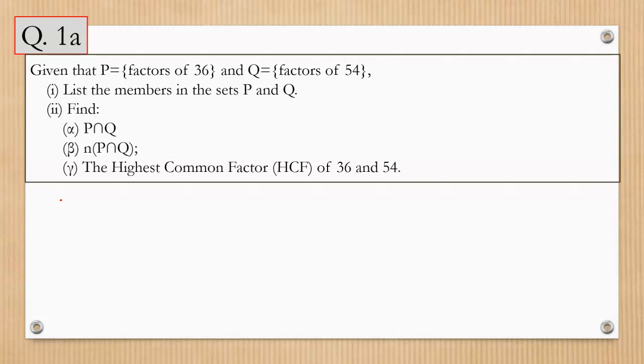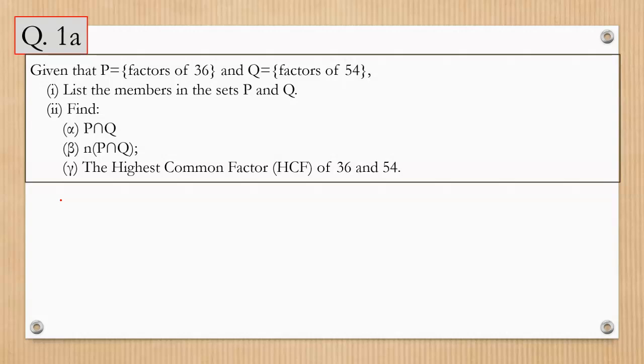For question 1, the question says, given that P is equal to factors of 36 and Q is equal to factors of 54, we are to list the members in the set P and set Q. And then again to find the set P intersection Q, the number of P intersection Q, and the highest common factor, which is the HCF of 36 and 54.